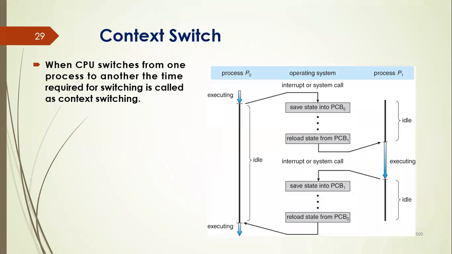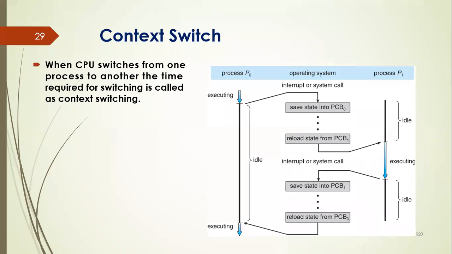Now, context switch. Before I start with the context switch, I'll give you one example. Suppose you are running multiple applications on your computer system. Let's say you are typing something in MS Word. Simultaneously, you are listening to music, and suppose you are also recording on your PC. That means you are running three applications: first is MS Word, another is a music player, and third one is a recorder.